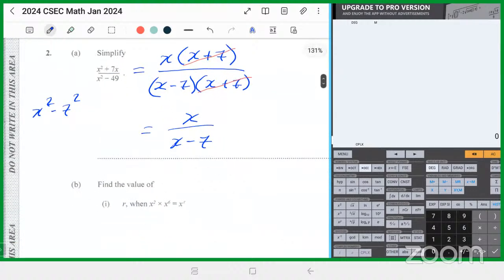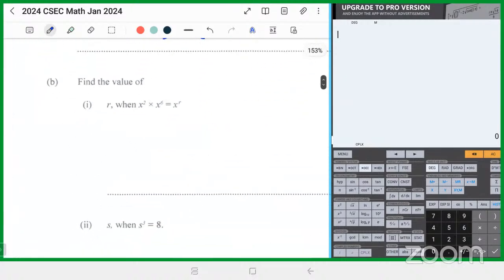All right, so we continue here, which is to find r such that the product of these two is equal to that. So remember, when we multiply indices, we add the powers. And so this side would become x to the 2 plus 6, and they're telling us that is equal to x to the power r. This 2 plus 6 is 8, and so this r is equal to 8. Simple as that. r is equal to 8.